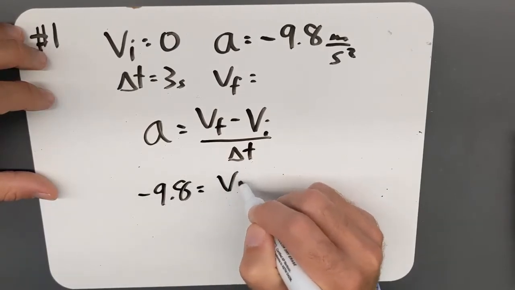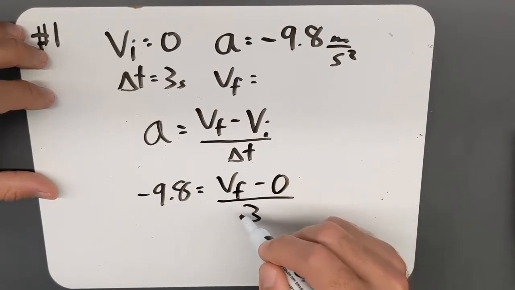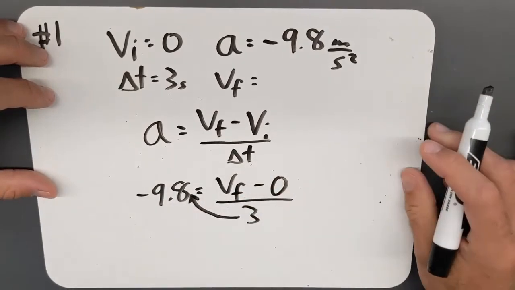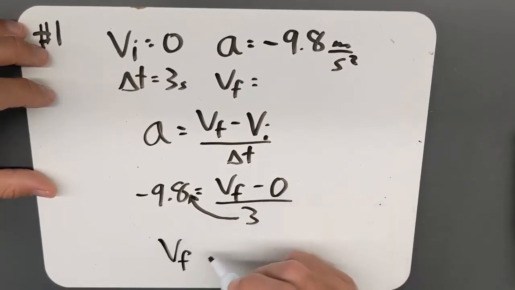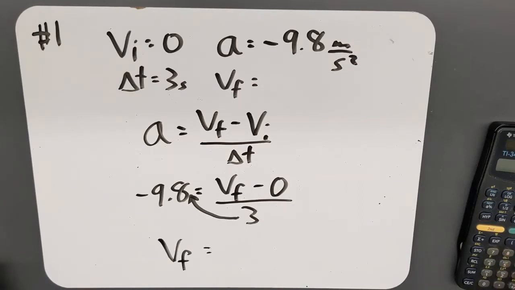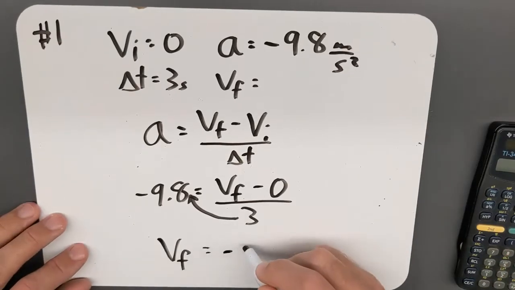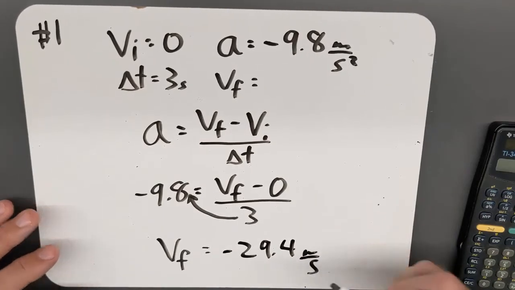-9.8 equals V final, which is what I'm looking for, it starts at rest, over 3 seconds. This is going to get multiplied up here because of algebra. And I get V final, the 0 goes away. I get V final equals 9.8 times 3. I get -29.4 meters per second.